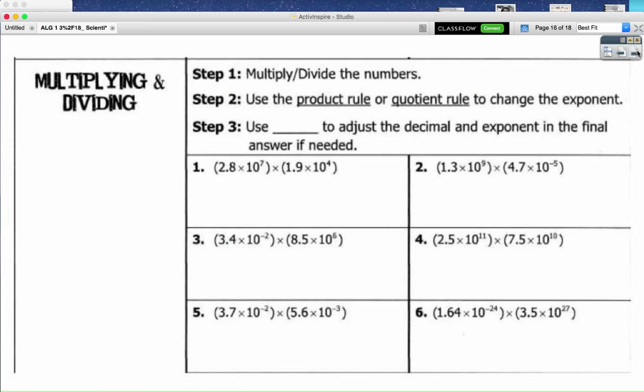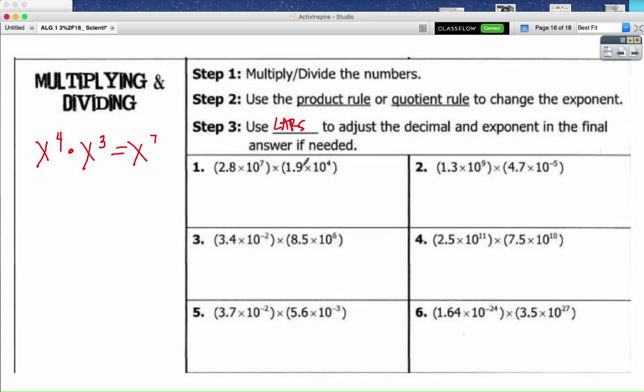Last 2 operations, multiplying, dividing. This is actually a lot easier if you remember your exponent rules. So multiplying and dividing, you multiply and divide the numbers out front of the base 10. Use the product or quotient rule to change the exponent, and then use LARS to adjust the decimal and exponent to the final answer. So, the product or quotient rule. So since 10 is the same base, it's like those old rules of if I were to have x to the 4th power times x to the 3rd power, I would add them.